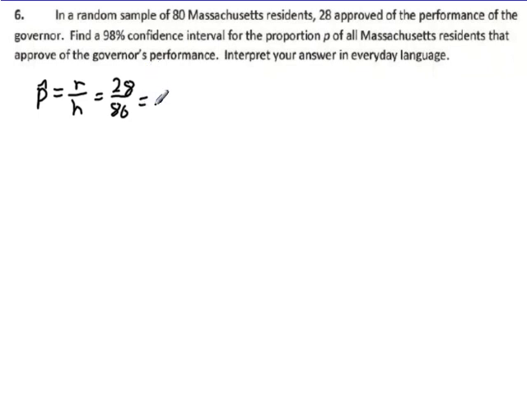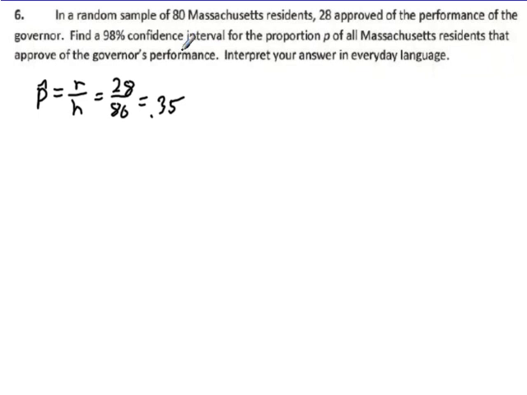And if we divide this on our calculator, we get our value of P hat. It's 0.35. So our sample proportion is 0.35. And what we want is to base this sample proportion on finding the true population proportion for all Mass residents. So we want a 98% confidence interval.